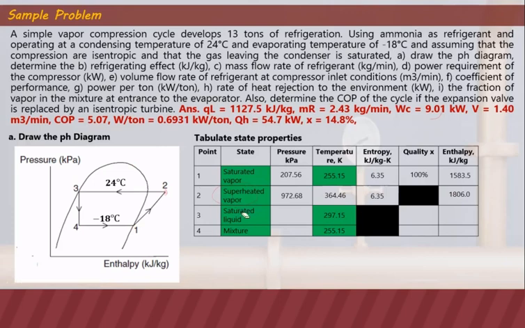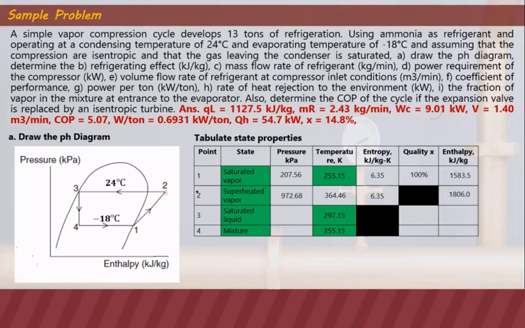Also make sure to check those aspects for you to verify the results. And the enthalpy as well has increased because of the increase also of temperature. So we have 1806 kilojoules per kilogram.